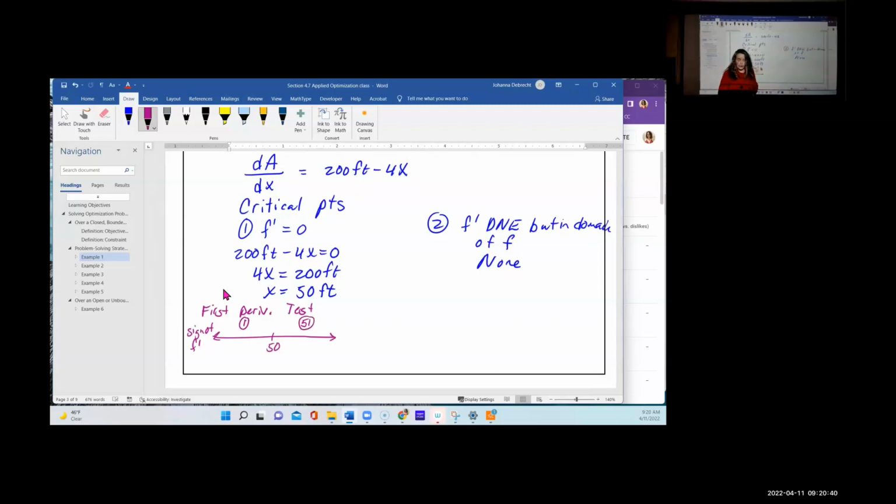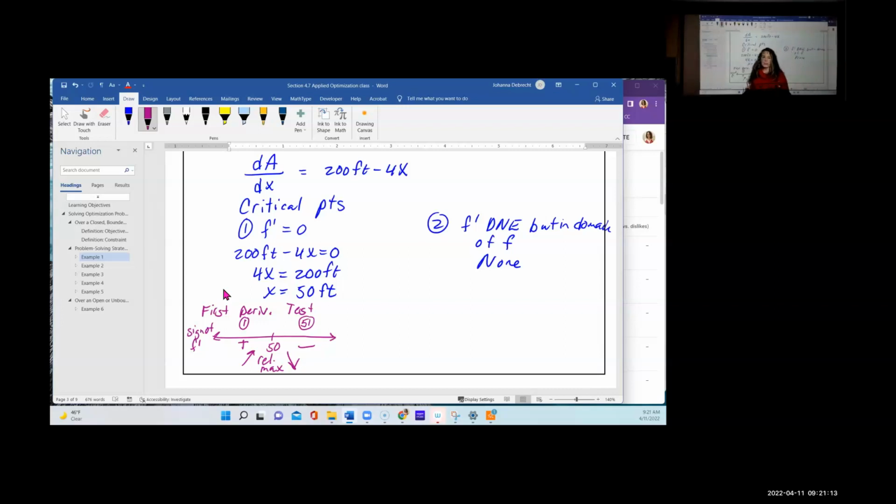So if I use 1 and I plug it into the derivative, which is up here, 200 minus 4 is definitely positive, so that's not a problem. And then the next one, 51, would give me more than 200, so this would be negative. So this is increasing to decreasing, so I have relative maximum at 50. Now, I was looking to make the area as large as possible, so I do want a relative maximum.